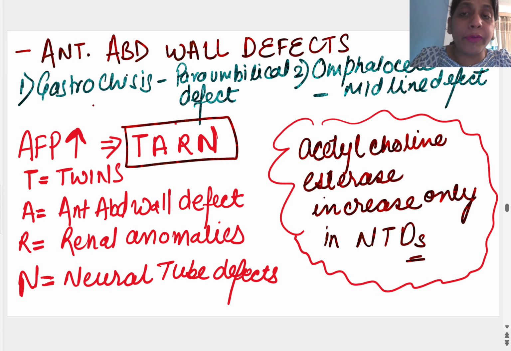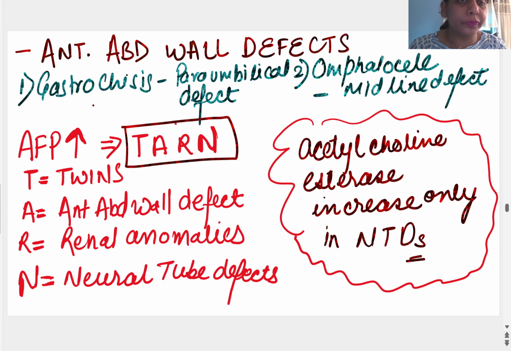The other type of defects are anterior abdominal wall defects. What happens here? The whole intestine comes out of the abdomen as hernia. So there are two types of defects. Number one is gastroschisis. Gastroschisis is a para-umbilical defect, at the side of the umbilicus.